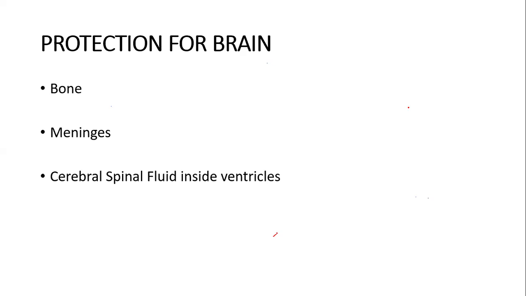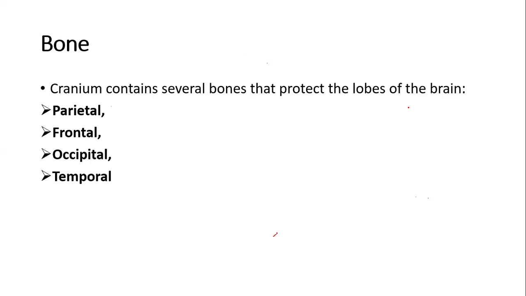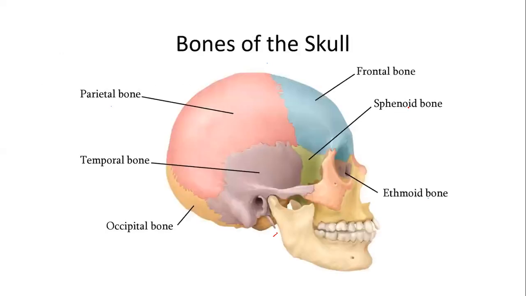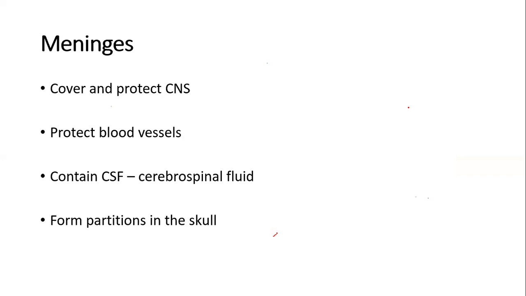The bone is the hard outside part, which consists of the cranium, the skull, which consists of the parietal, the frontal, the occipital, and the temporal bones. They are named according to the parts of the brain, as I showed you earlier. So that is the frontal bone, the parietal bone, the temporal bone, and the occipital bone. We don't have to rely much on the bones. I've really explained it, so we have to go to the meninges.